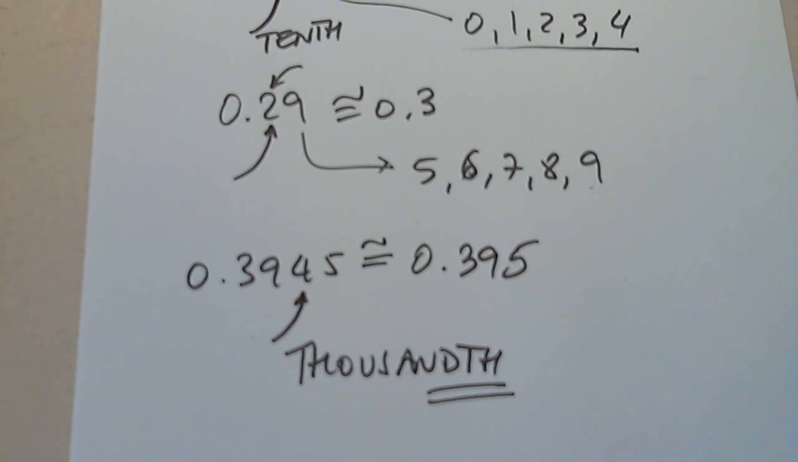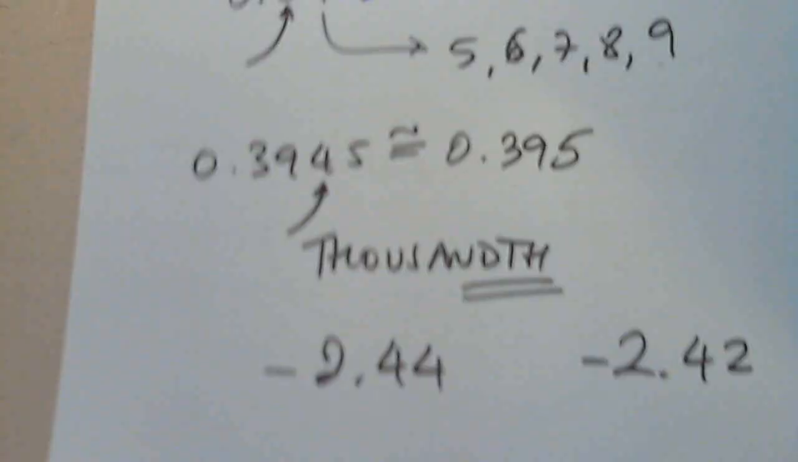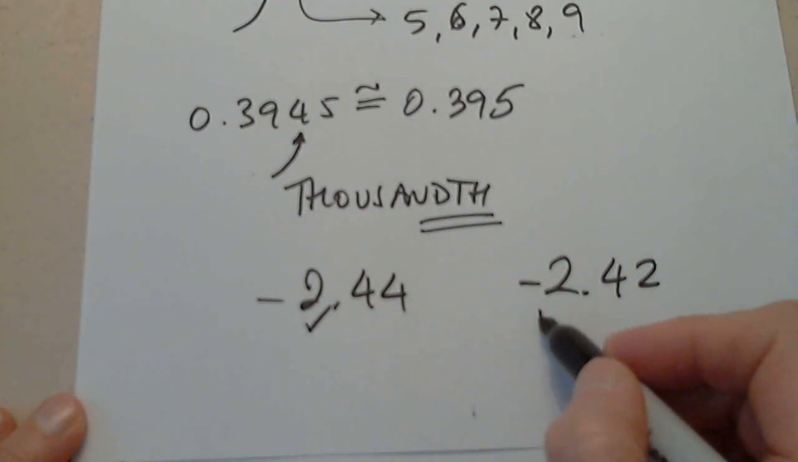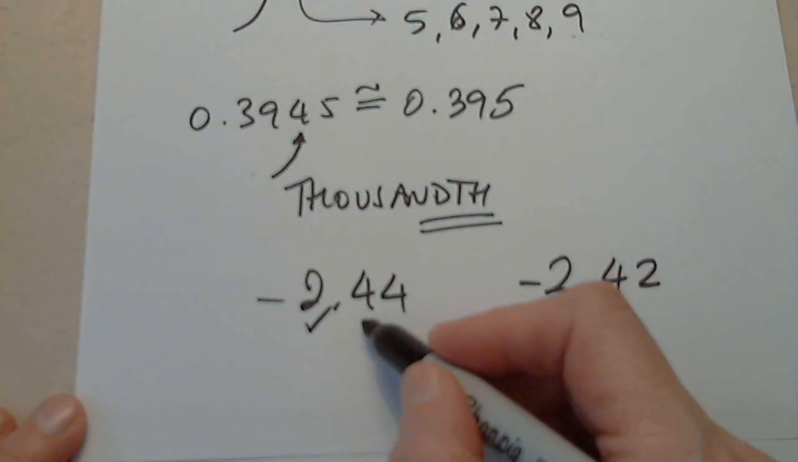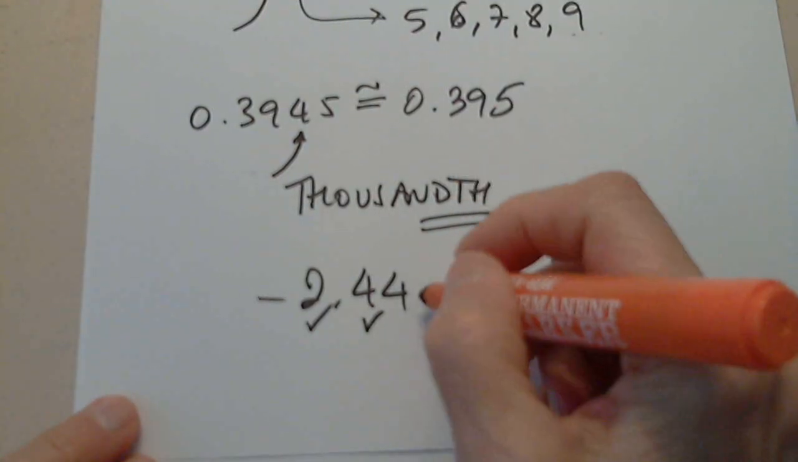Now, if I'm asked to compare, let's say, negative 2.44 with negative 2.42, which one is bigger, which one is smaller? Both are negative 2. Both have the 4. So what I'm really comparing is the second decimal digit, which is this.